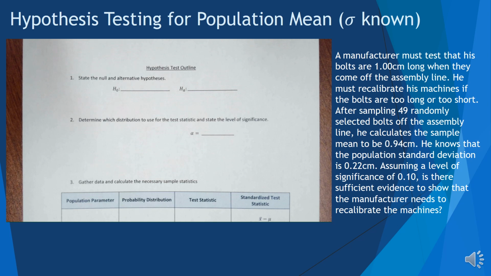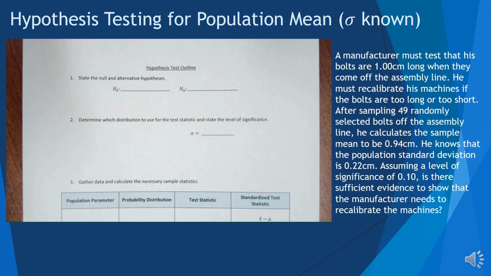Now, whenever I'm reading this, I can immediately see that this is going to be a hypothesis test for a population mean, because he is calculating the sample mean, so it tells me he's interested in the mean. And I can already tell you that we're going to be using the normal probability distribution because this person knows the population standard deviation. Now, the first step is for us to state the null and alternative hypothesis.